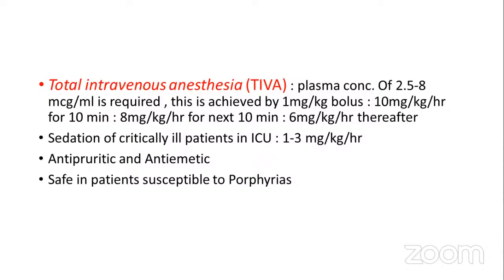TIVA, total intravenous anesthesia. Here, for anesthesia, a plasma concentration of 2.5 to 8 mcg per ml is required, which is achieved by a 1 mg per kg bolus, followed by 10 mg per kg per hour for 10 minutes, followed by 8 mg per kg per hour for the next 10 minutes, then 6 mg per kg, 4 mg per kg, and 2 mg per kg thereafter, for maintaining a plasma concentration of 2.5 to 8 mcg per ml.